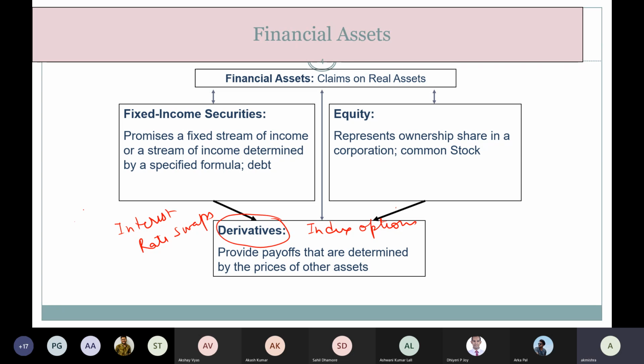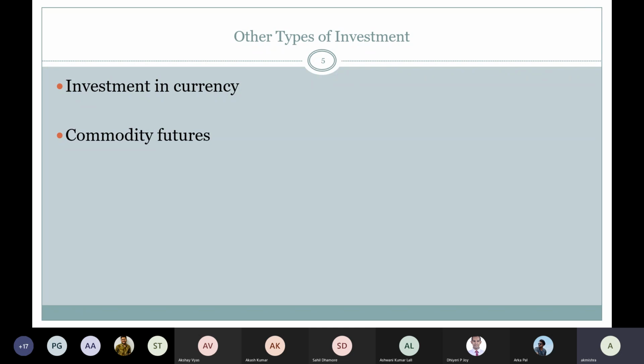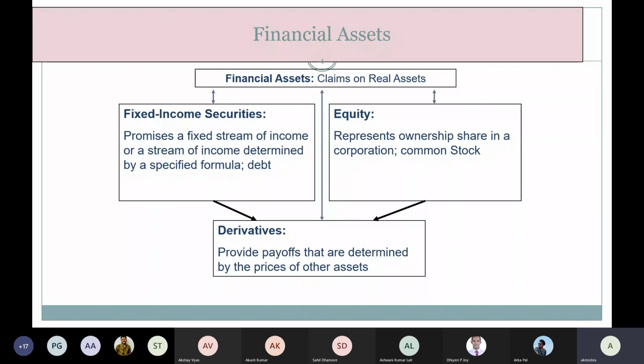And in our course, we are definitely not going to look at real assets. Our only focus will be creating a portfolio, considering at least these types of financial assets, those assets that give a kind of claim to the owner.